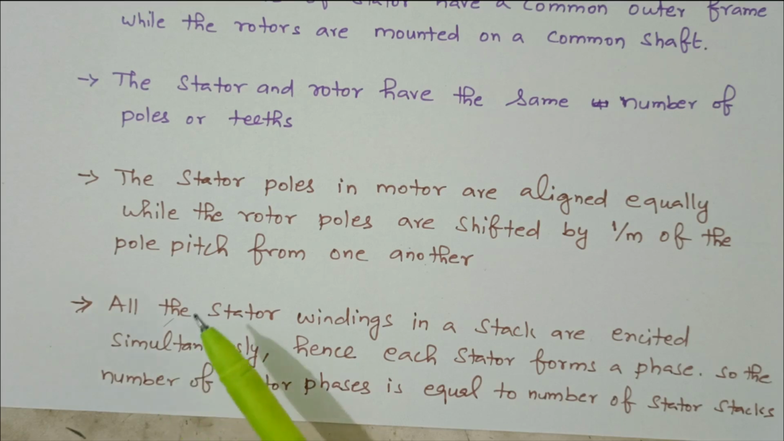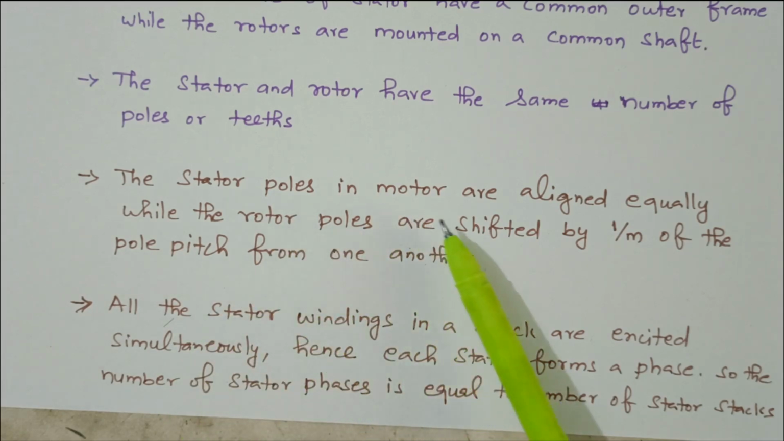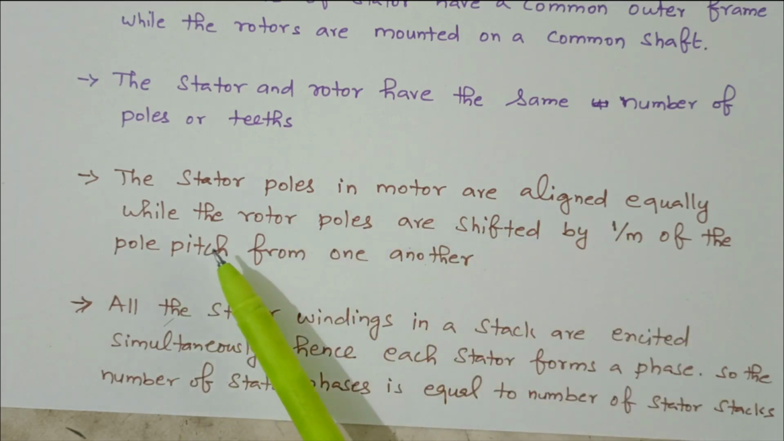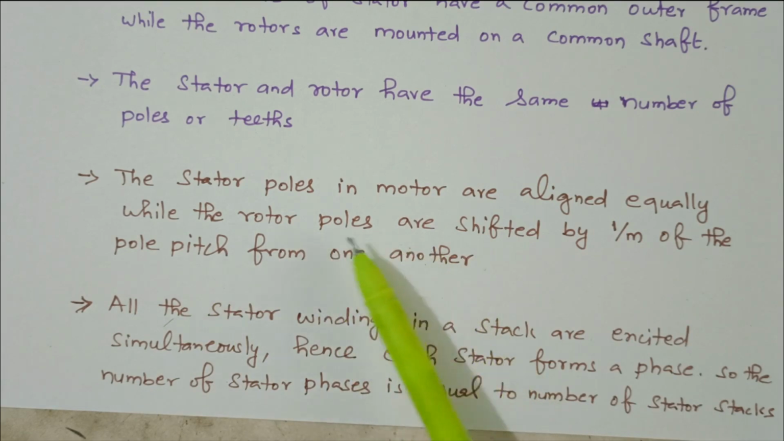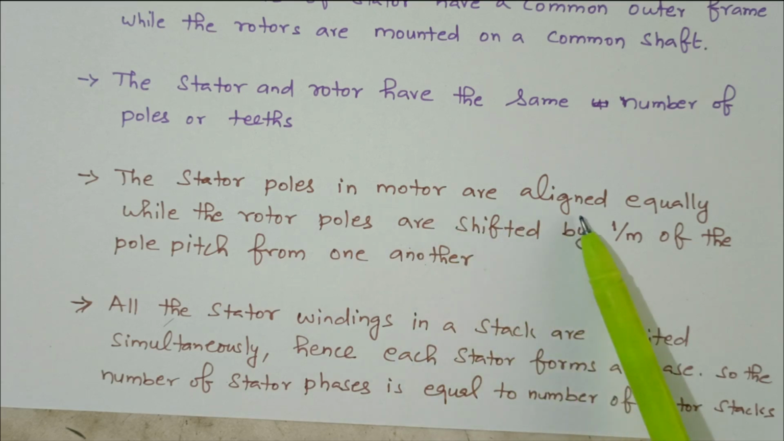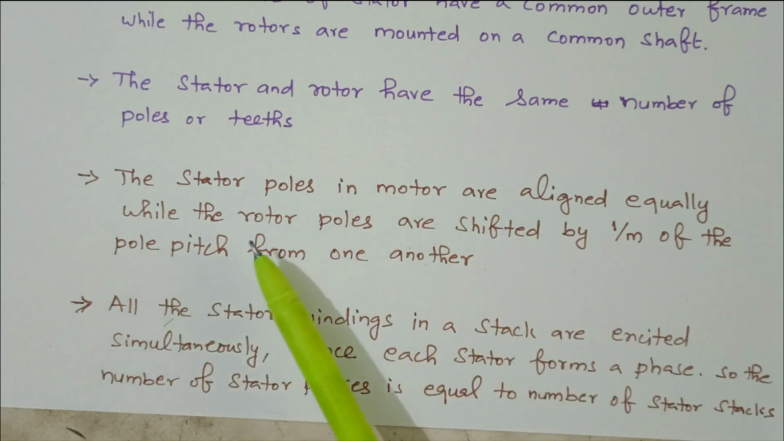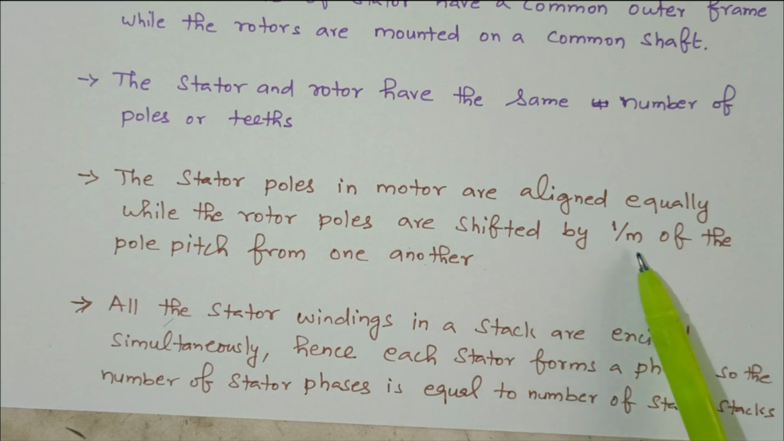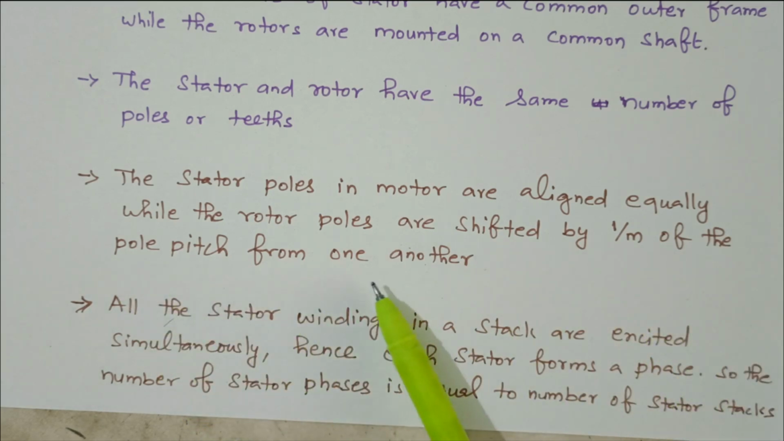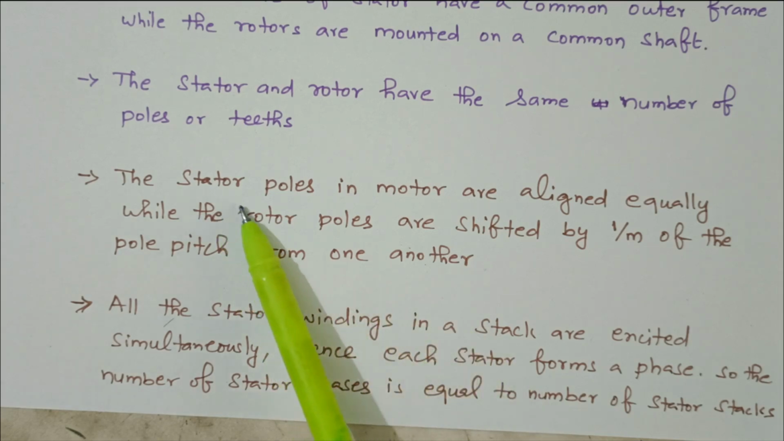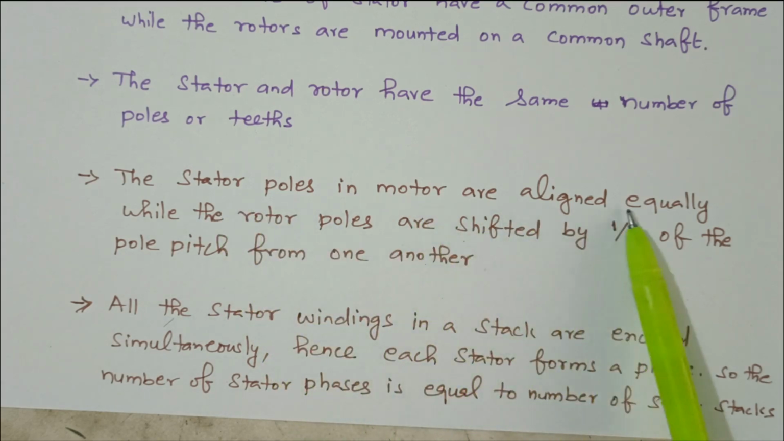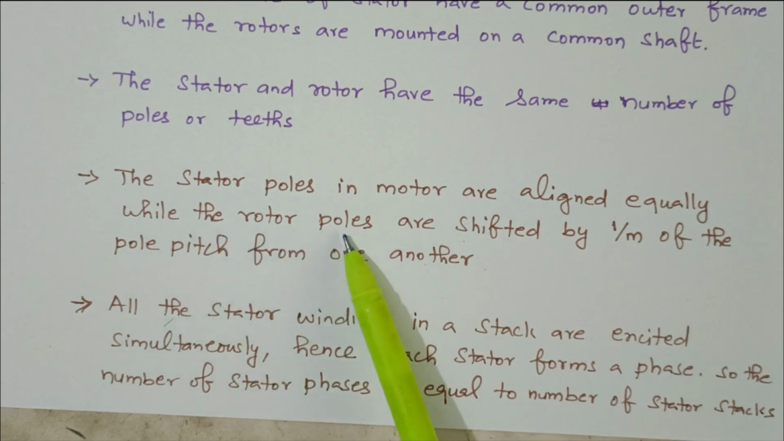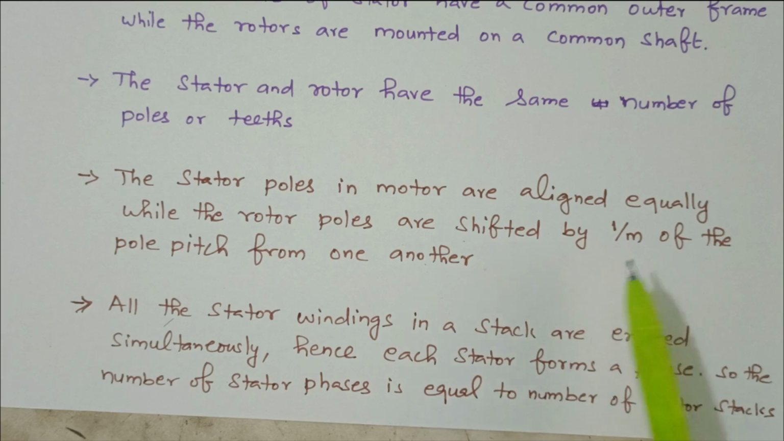The stator poles in a motor are aligned equally with the rotor poles. The stator poles are aligned equally while the rotor poles are shifted by 1/m of the pole pitch from one another, right? In order to get the alignment, we go with 1/m of shifting.